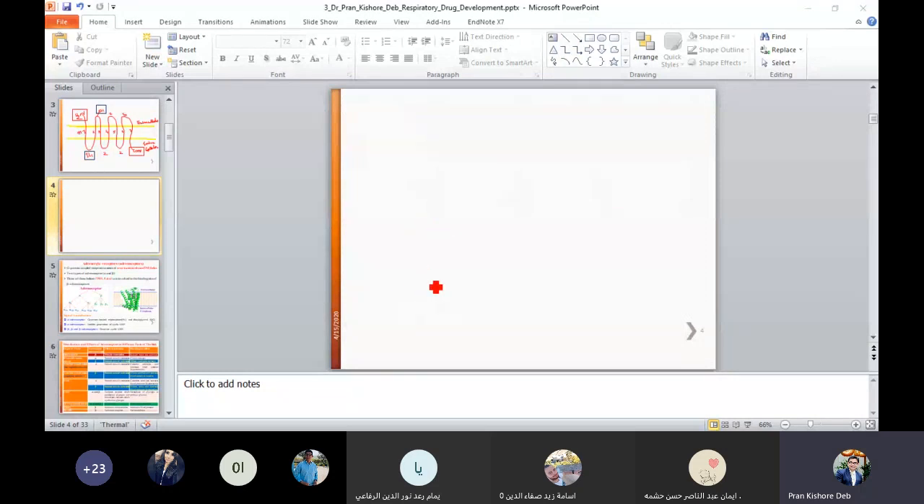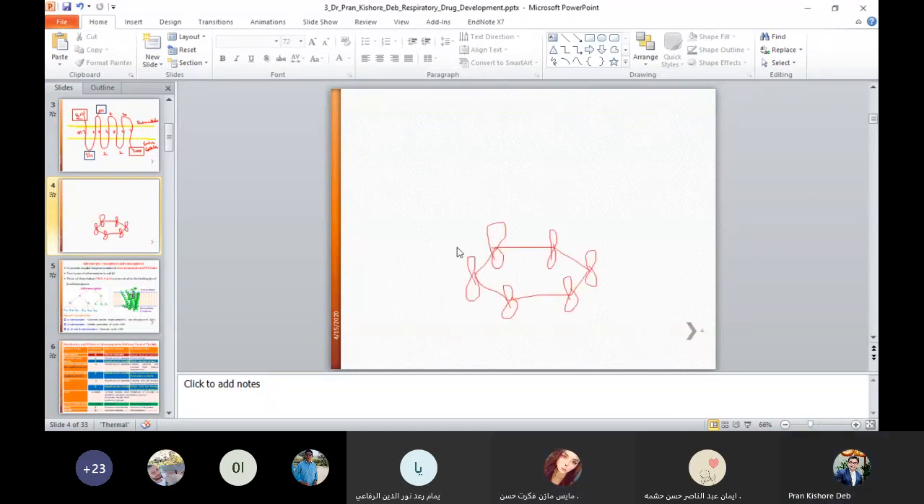Can you see a drawing here? Okay, see here. Can you see the drawing?